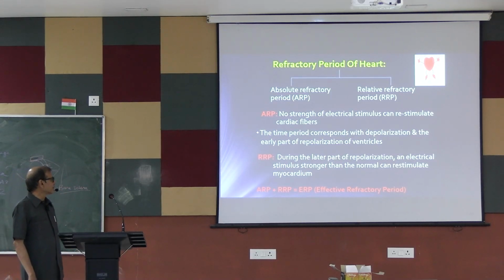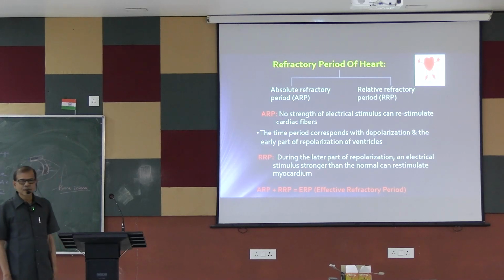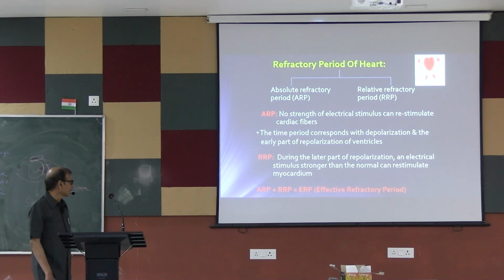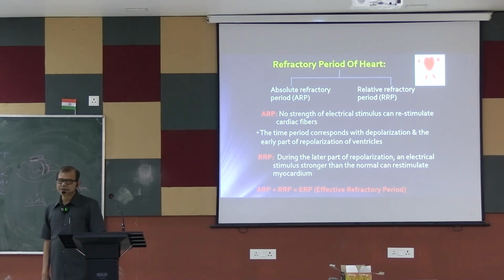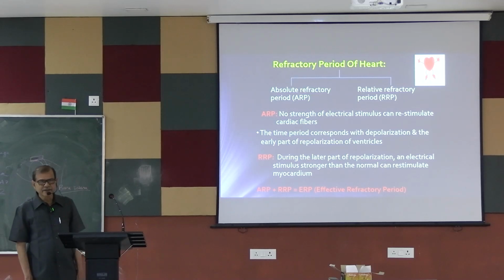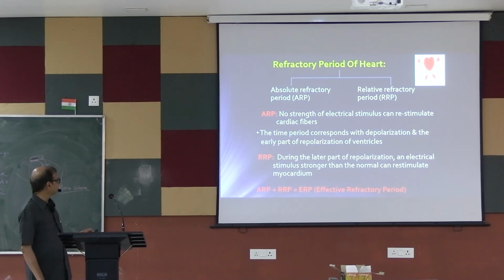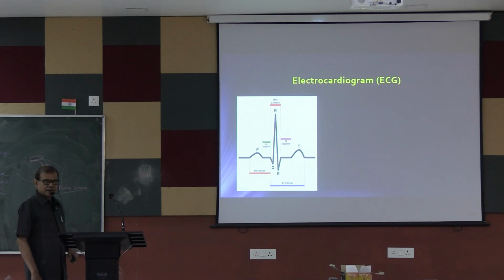Relative refractory period means an electrical stimulus stronger than the normal, and absolute refractory period plus relative refractory period summation is the effective refractory period. Electrocardiogram means the surface detection of cardiac electrical activity through placement of the leads over the chest wall, not directly over the heart.